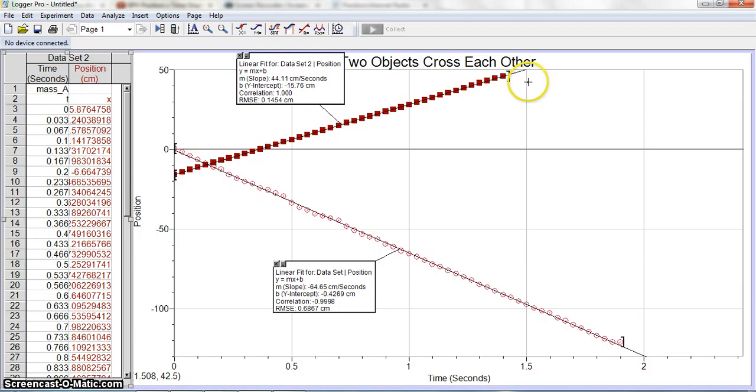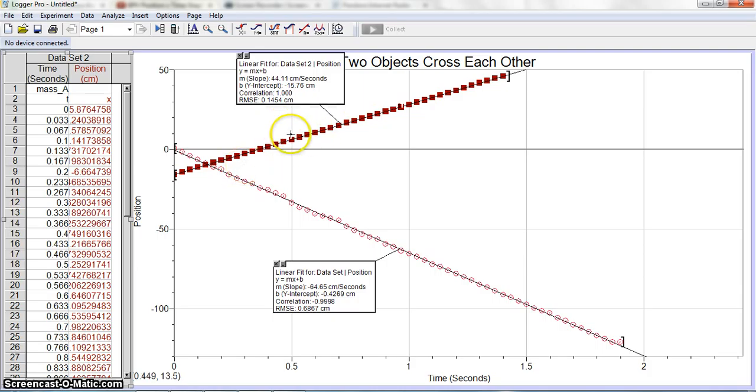There were some points further on, as the cars went out of frame, that the tracker picked up, different things that it wasn't supposed to track. So I just cut those out to get the most accurate data possible. As you can see, one has a negative slope and one has a positive slope, and I'll get into what that means right here.